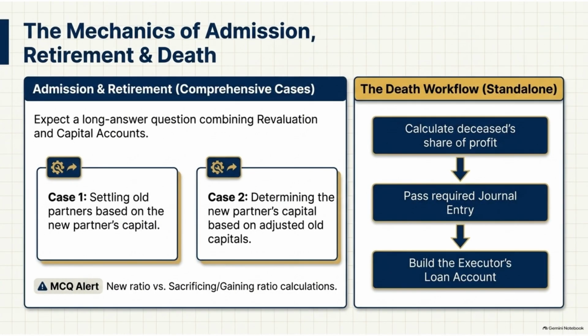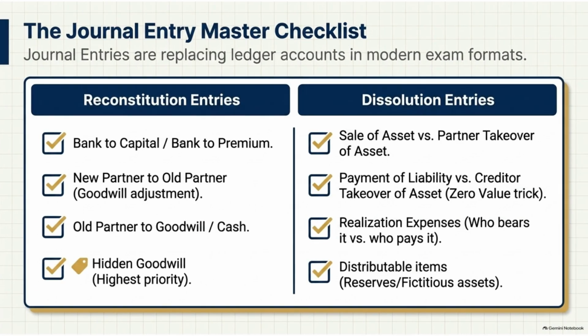For admission, retirement, and death, be prepared for comprehensive questions involving revaluation and capital accounts. Remember that death-related questions follow a specific workflow, starting with the calculation of the deceased partner's share of profit. Use the Journal Entry Master checklist to guide your practice. Whether it involves reconstitution or dissolution, mastering the specific journal entries for assets, liabilities, and goodwill adjustments will keep you ahead of the curve.